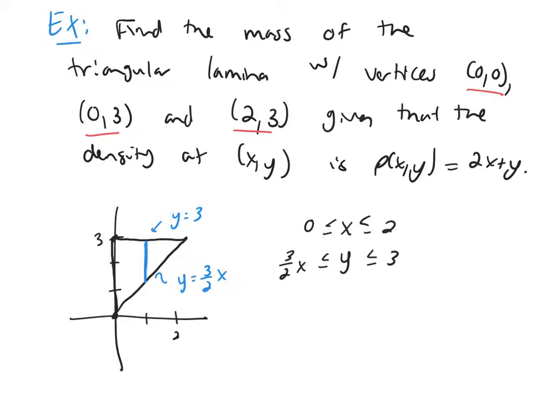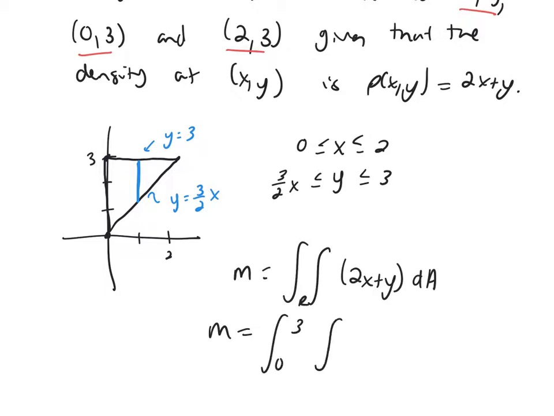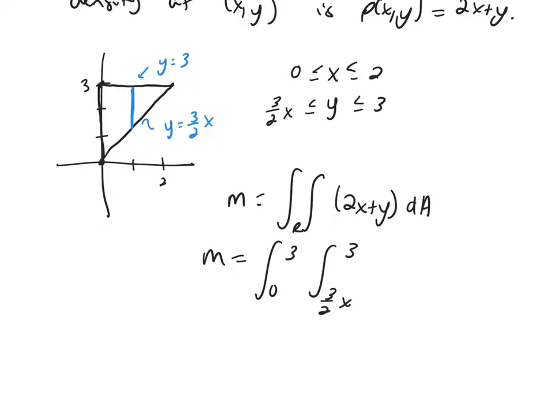So to find mass, you could set it up as the integral of my density function, dA. So you can find it as the integral from 0 to 2, 3/2 x to 3, of 2x plus y, dy dx. Or you could set up the integral in the other order.